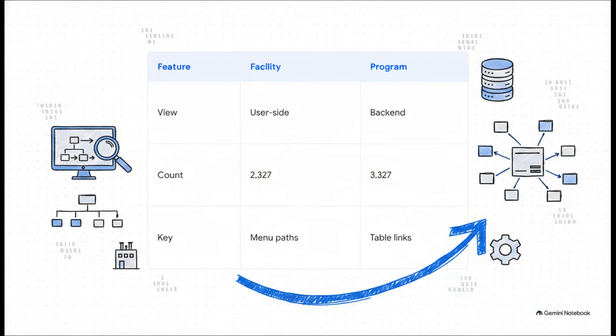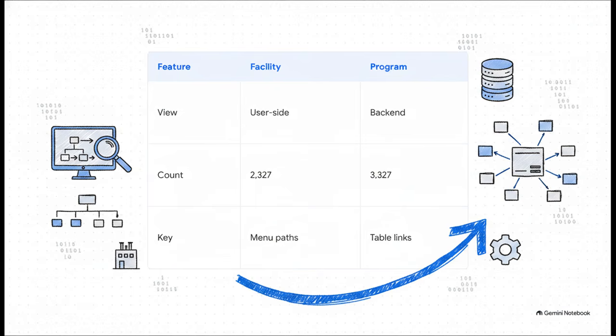So, how does the user actually interact with all this on the application layer? We have 2 primary exploration tools. The Facility Explorer looks at things from the user's side. It maps out 2,327 user-facing screens and reports, giving you the full menu path to reach any facility.